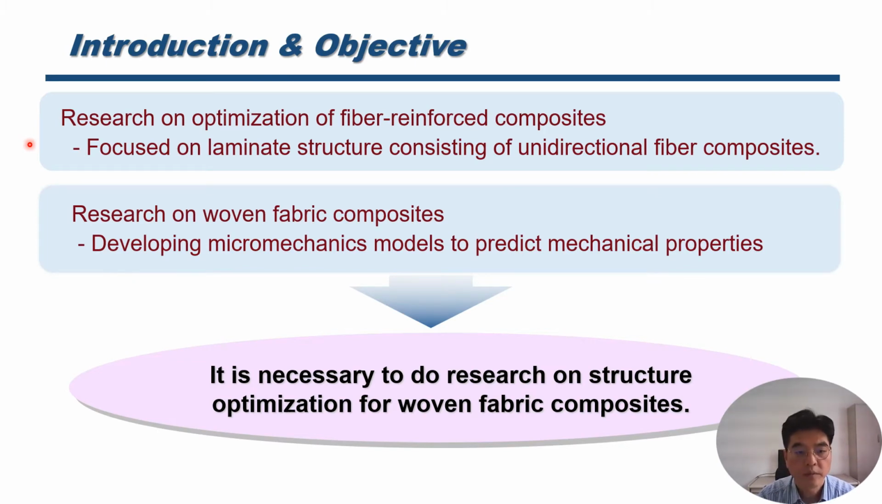So far, most of the research on optimization of fiber reinforced composites focused on laminated structure composites consisting of a unidirectional fiber composite for each layer. And also, most of the research on woven fabric composites is developing micromechanics models to predict the mechanical properties of the composite. So we thought it is necessary to do research on structure optimization for woven fabric composite because we still don't have much research result on it.